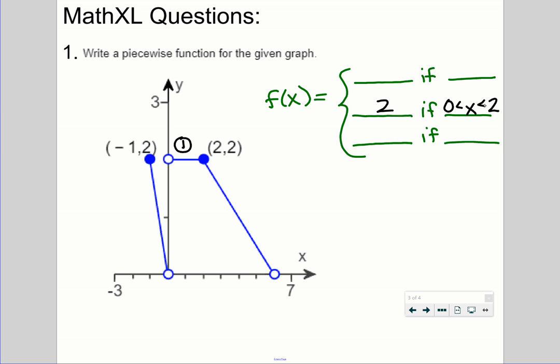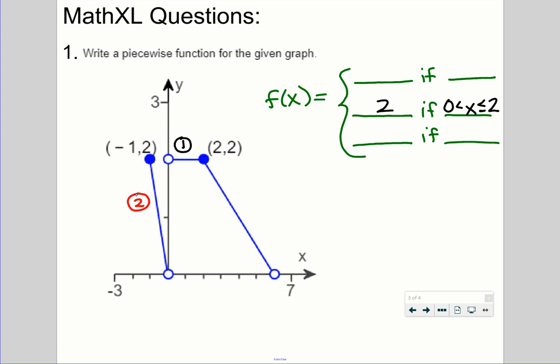And then if I have any solid dots, I add the little line underneath. At 2, there is a solid dot, so that second inequality sign is going to be equal to. The first one is not equal to because I have an open circle. All right, that's my middle piece done. Let's look at the piece on the left. That's just a regular old line, we're assuming.